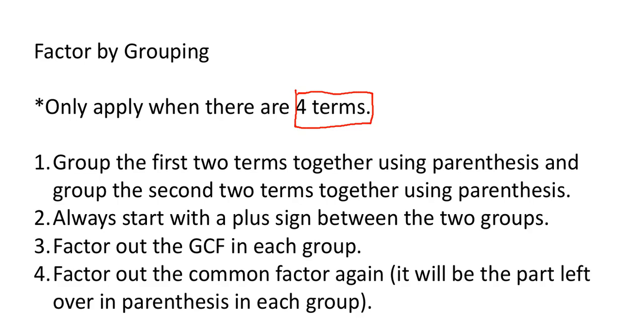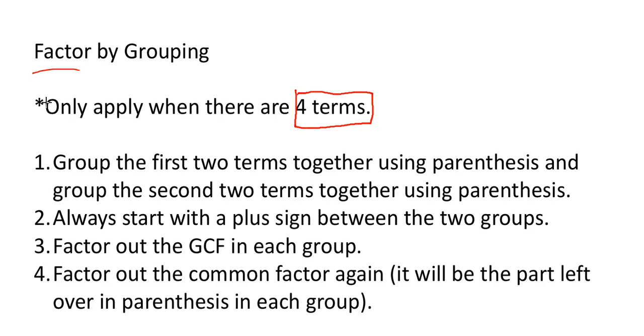So step 4 is factor out the common factor again. It will be the part left over in the parentheses in each group. And when you do that, you bring that parentheses out in front, you write it one time in front, you set up a new set of parentheses to hold what's left over, and you'll have these two things being multiplied together, which means you'll have it factored, because factoring means rewrite this so things are being multiplied together.